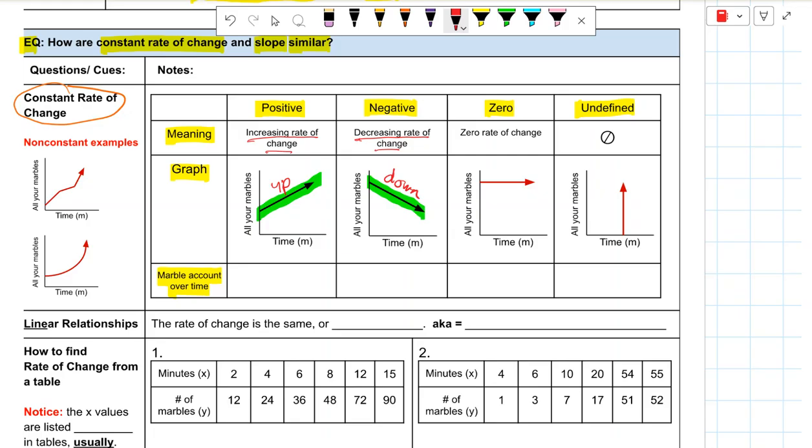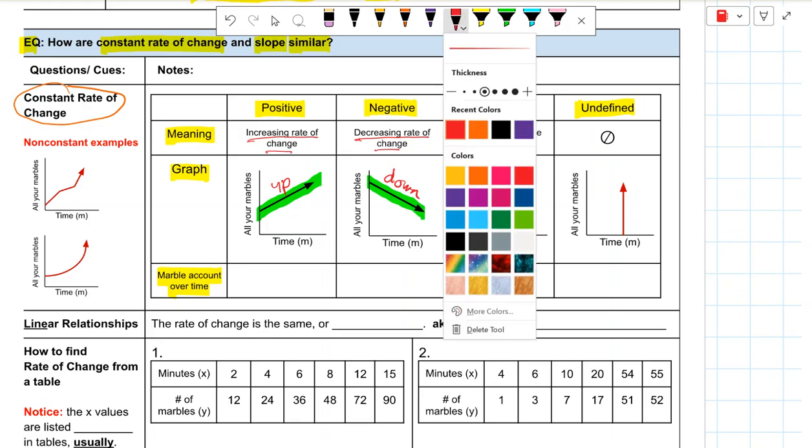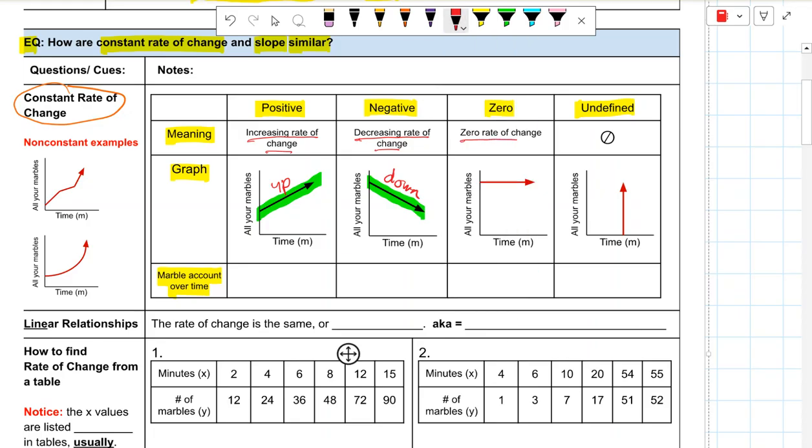And then the next one is zero rate of change. It's not going up or down. You can see that it's going with no change. And we're going to call that flat. It's a flat slope. Another fancy word for a flat slope is zero slope. So we'll often say zero slope for our flat slope.